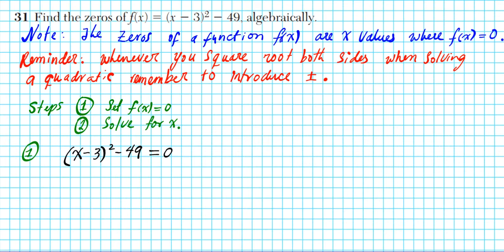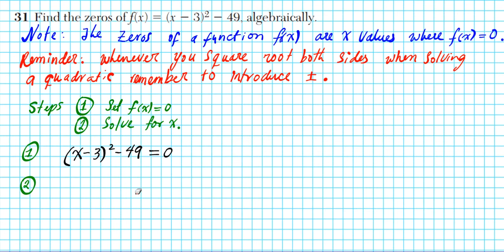Now we've set it equal to 0. Now we're going to proceed to isolate x. To solve for x, these are the sequence of steps that we're going to execute. First, we'll get rid of the 49 by adding 49 to both sides. We'll then get rid of the square by taking the square root of both sides.